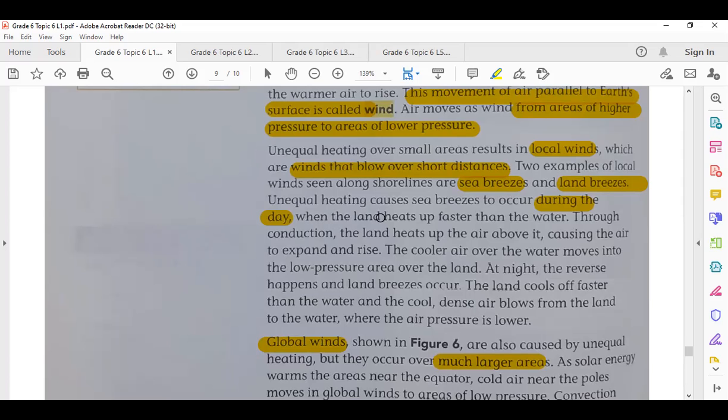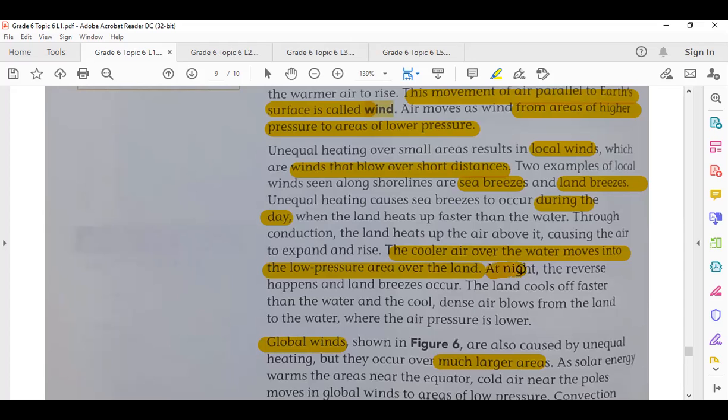When the land heats up faster than the water, through conduction, the land heats up and the air above it, causing the air to expand and rise. The cooler air over the water moves into the lower pressure area of the land. This is how to understand the sea breeze. Simply, sea breeze is when air over the water moves into the lower air pressure over the land. Air moves from water to land. This happens during the day. It is called sea breeze.